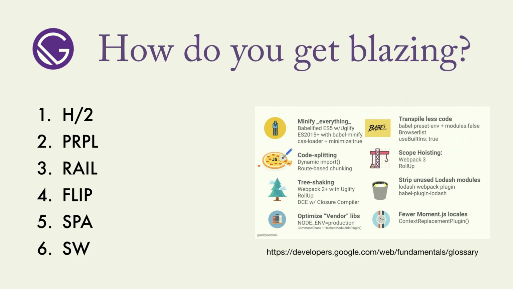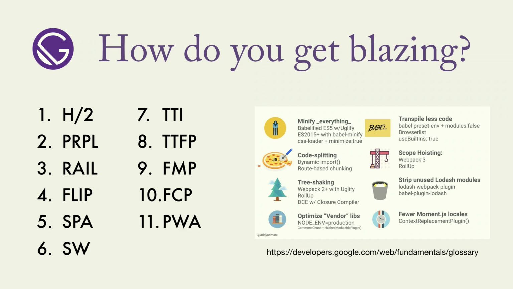Maybe you want to build a single-page web application. You want to measure things like time to interactivity and time to first paint and first meaningful paint and first contentful paint. And maybe it should be a progressive web app instead of just a single-page web app. You need to measure time to first byte. There's a lot of different things that we talk about and think about when we're trying to make websites that are blazing fast.